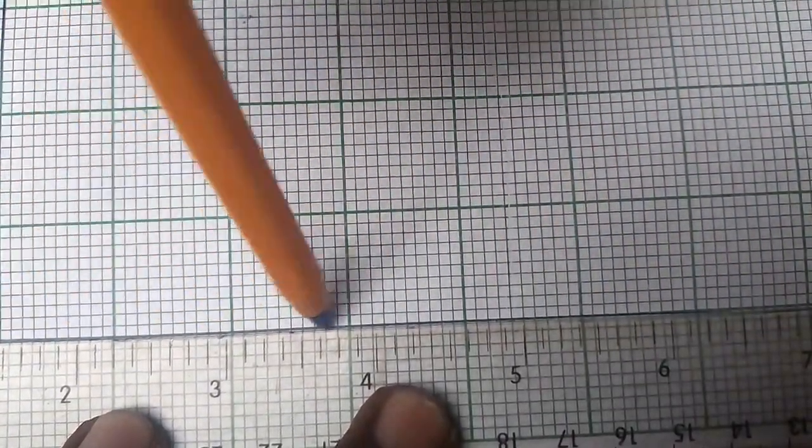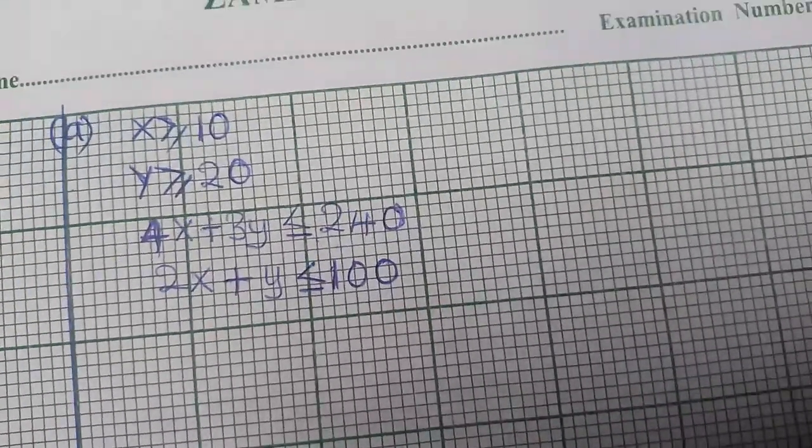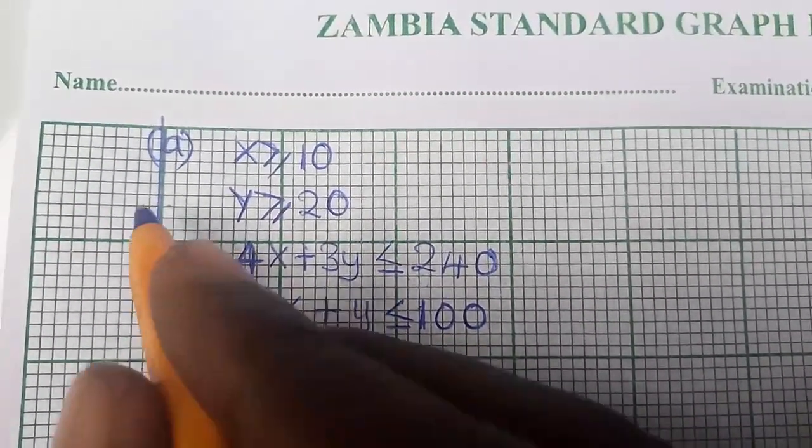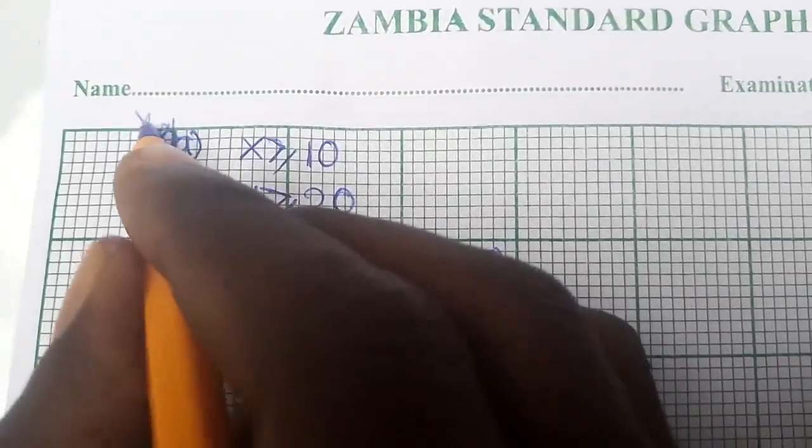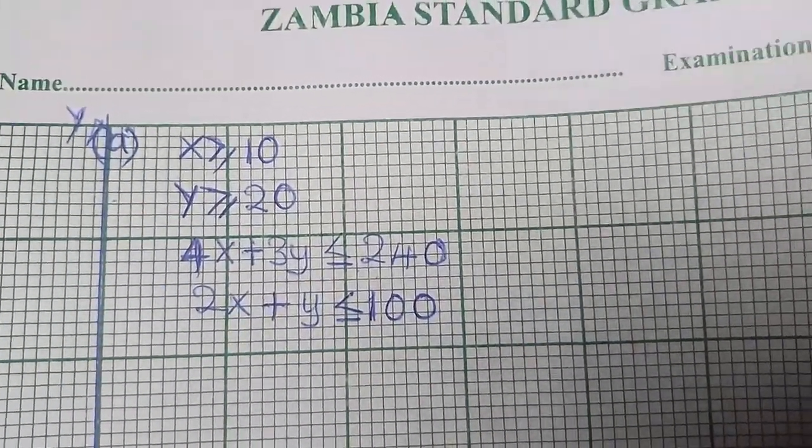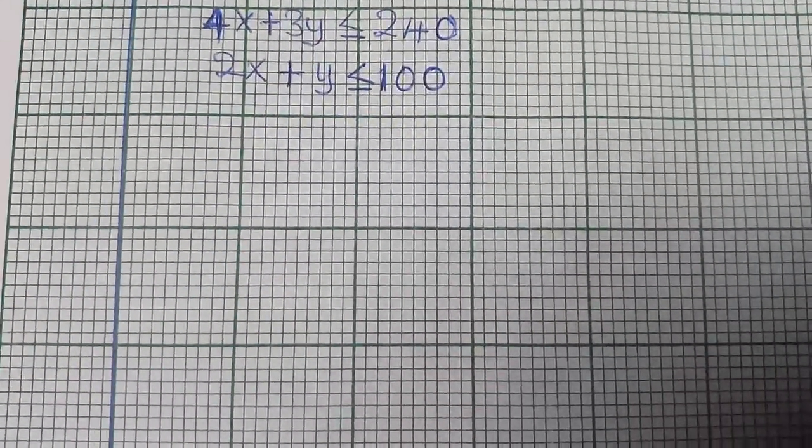So you know that this is the y-axis, this is the x-axis. So this is your what? Your x-axis. You know that this is your x-axis. Then this other one is your y-axis. This is our y-axis. So now you put numbers.